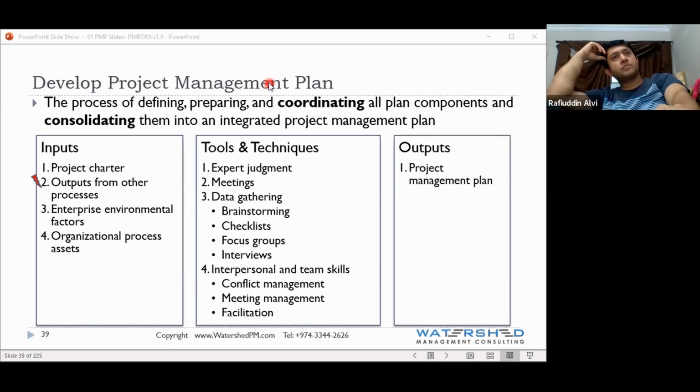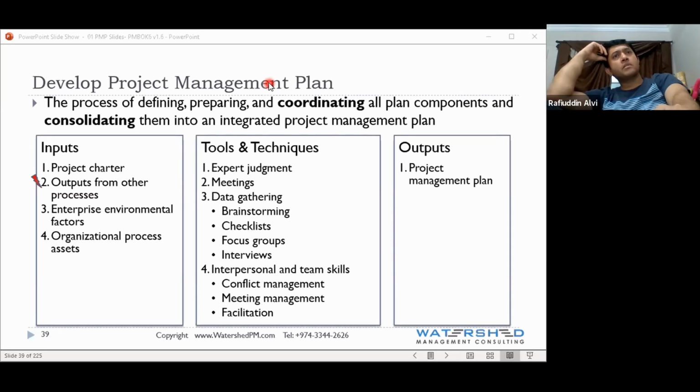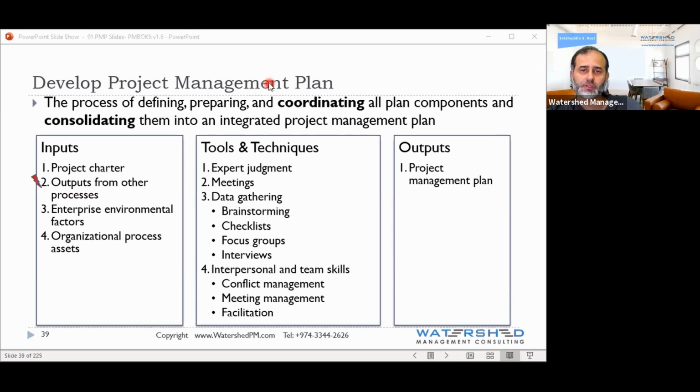Project management plan. Do you see, where do you expect to find it? In inputs, tools, or outputs? Output. Do you find it in outputs? Do you see outputs? You see it here, right? In the right place. So this is in the right place.